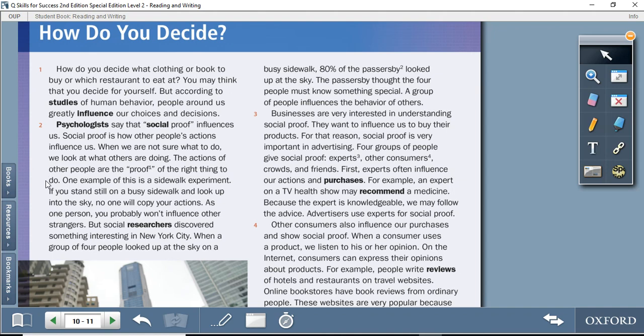One example of this is the sidewalk experiment. If you stand still on a busy sidewalk and look up into the sky, no one will copy your actions. As one person, you probably won't influence other strangers, but social research has discovered something interesting in New York City. When a group of 4 people looked up at the sky on a busy sidewalk, 80% of the passers-by looked up at the sky. The passers-by thought the 4 people must know something special. A group of people influences the behavior of others.